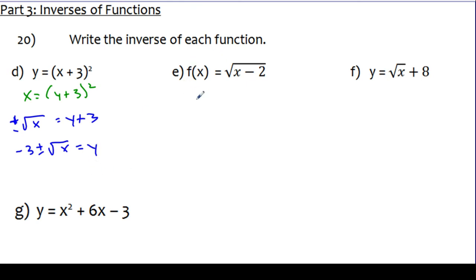Okay. Letter E, let's switch again. It's going to look like x equals the square root of y minus 2.